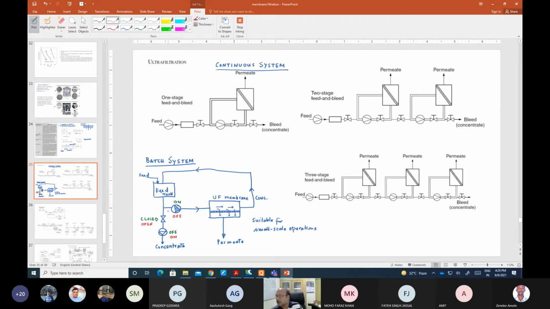So these systems are not used in large systems. This is suitable for small scale operations, just like biotechnology plants, or maybe for pharmaceuticals. These are normally bigger, okay. So this is the batch system, and then if we go back to the continuous system, this continuous system is almost like this.